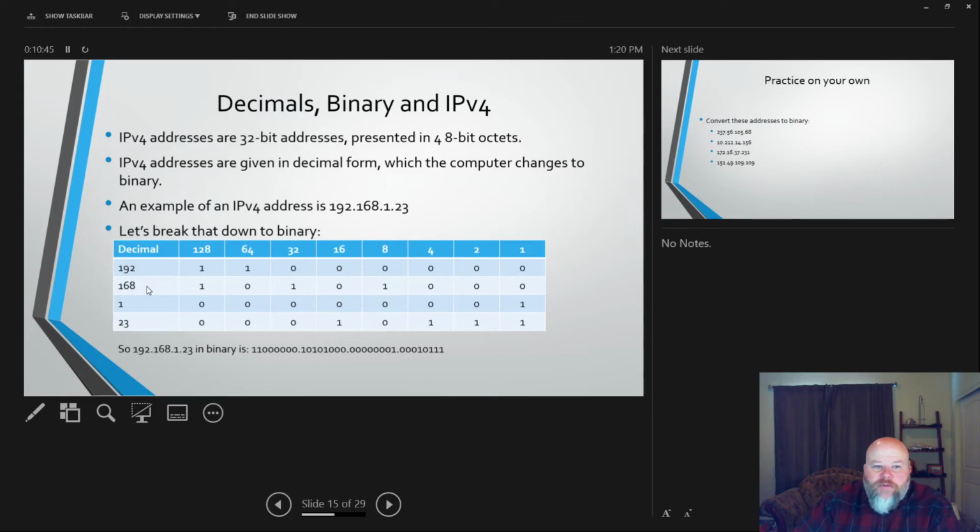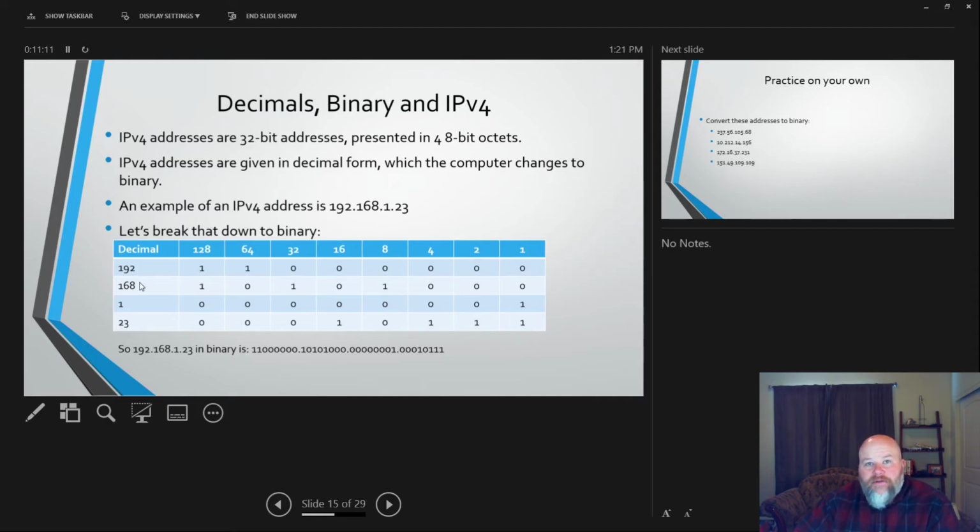168. Can we subtract 128 from 168? Yes, we can. Turn it on. We have a remainder of 40. Can we subtract 64 from 40? No, we can't. That one gets turned off. 32 from 40? Yes, we can. Turn it on. We have a remainder now of 8. 16 from 8? No, we can't. 8 from 8? Yes, we can. Turn it on. Our remainder is now 0. Turn everything else off.